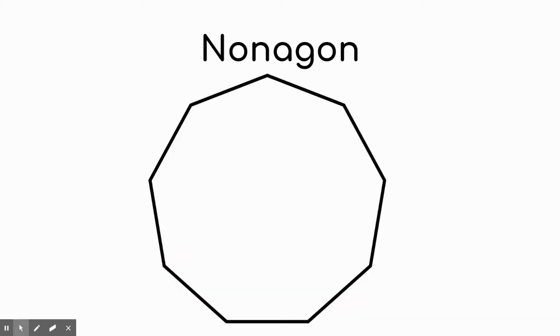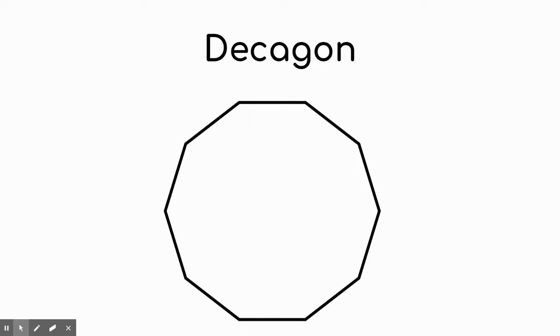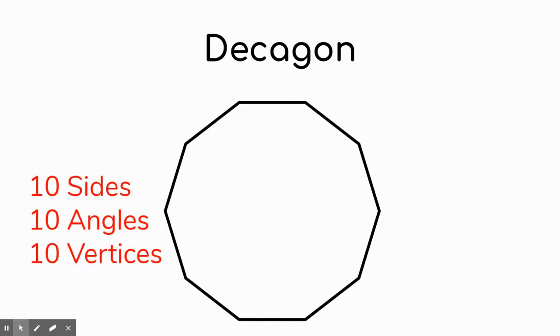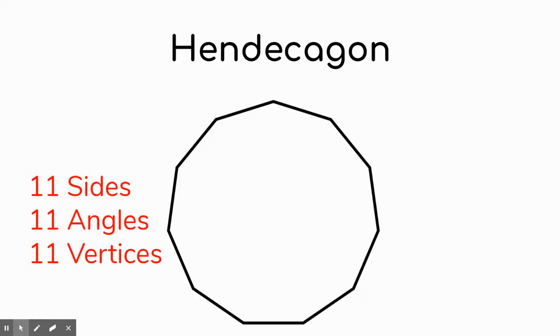After octagon, we have a nonagon. And nonagon stands for 9 sides, 9 angles, 9 vertices. So moving on, we have a few more. After nonagon, we have a decagon. And deca represents 10 sides, 10 angles, 10 vertices. After decagon, kind of an unusual name, we have a hendecagon. And a hendecagon, as you can probably guess, has 11 sides, 11 angles, and 11 vertices.